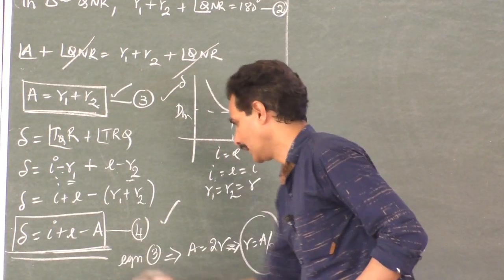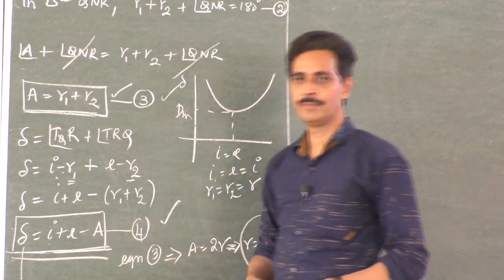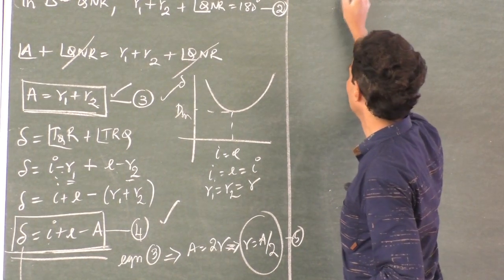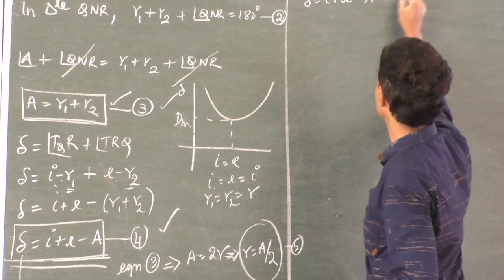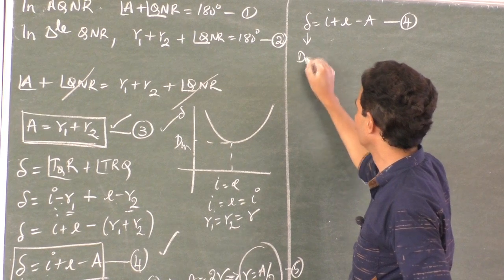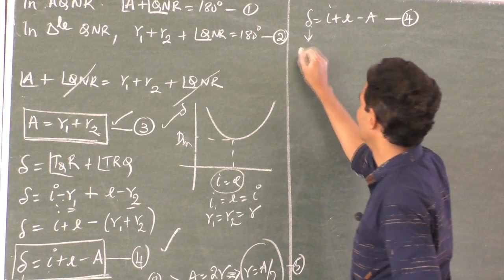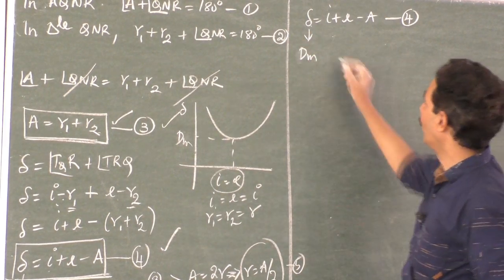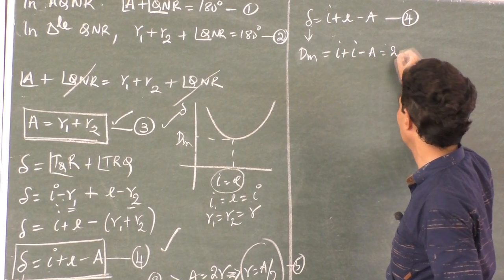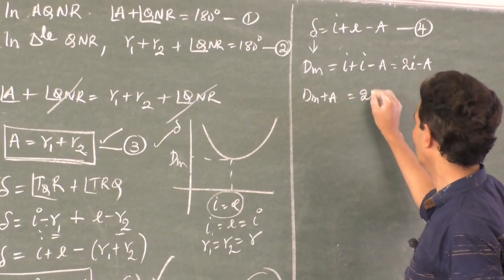What about this? Then delta has to be replaced as dm, because I and E are the same. So I have to write equation 4: delta is equal to I plus E minus A. Correct? This is equation 4. So how can I write this now? Delta becomes dm, the minimum angle of deviation. At that position I and E are same. So dm is I plus I minus A, so finally this is 2I minus A. Bring this A here: dm plus A is equal to 2I.